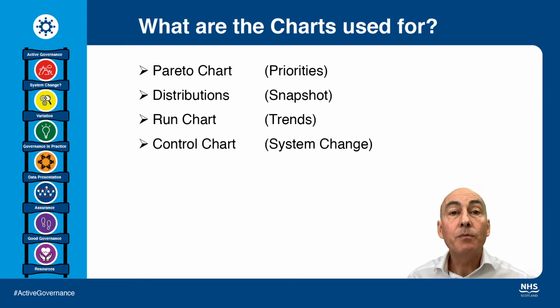But the dominant chart within your paper should be the control chart, as that's the single best way of detecting system change.